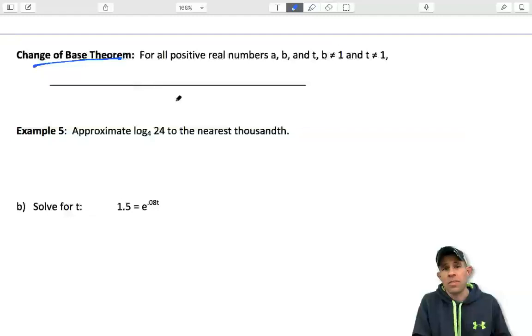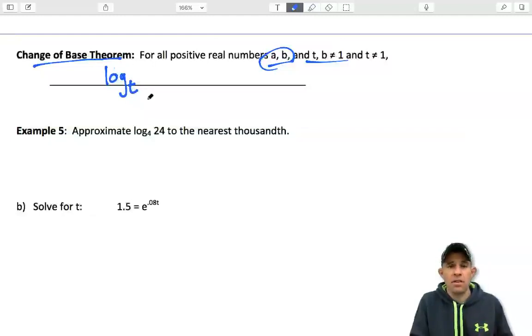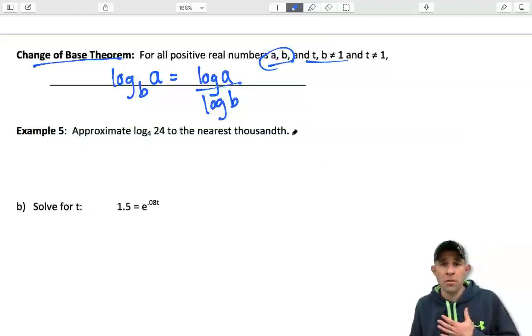This change of base theorem. For all positive real numbers a, b, and t, where b is not equal to 1 and t is not equal to 1, this change of base theorem goes like this: log base b of a is equal to the natural log of a divided by the natural log of b. Okay, so real simple, easy to apply this thing.